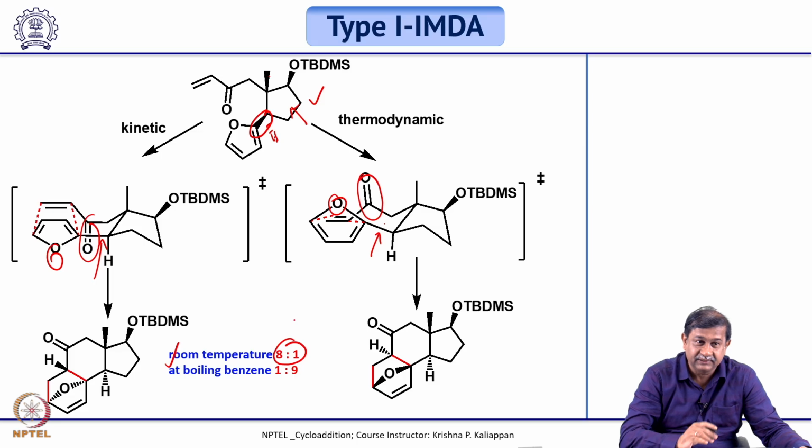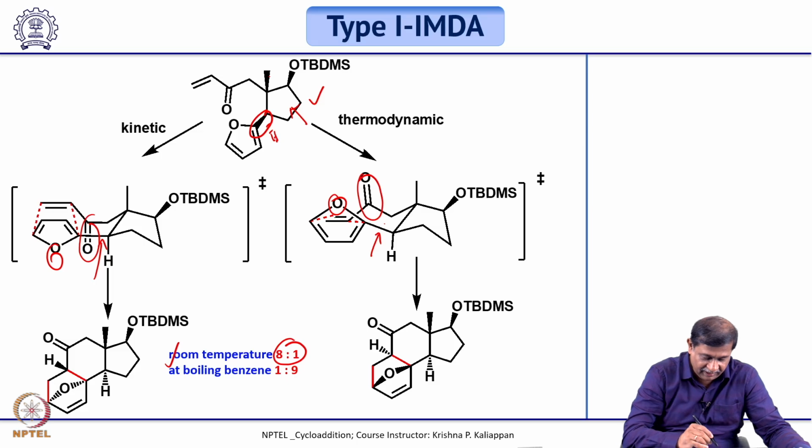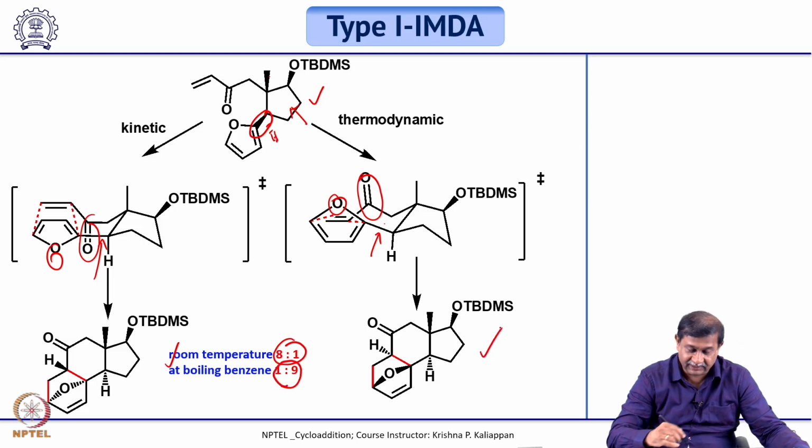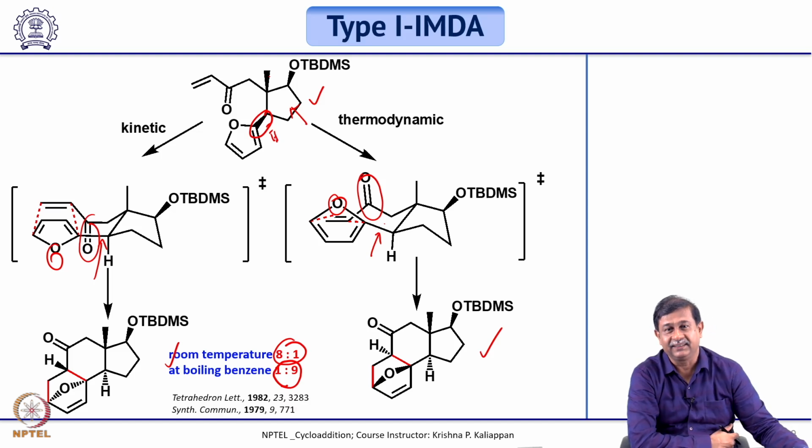At room temperature the endo product is formed in an 8:1 ratio with respect to the exo product. Whereas if you heat it, the thermodynamic product, that is the exo product, is formed in higher quantity than the endo product.